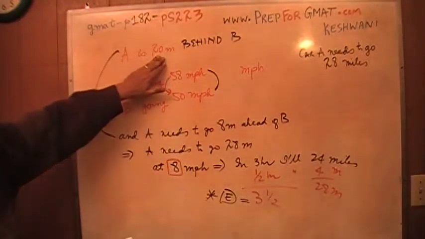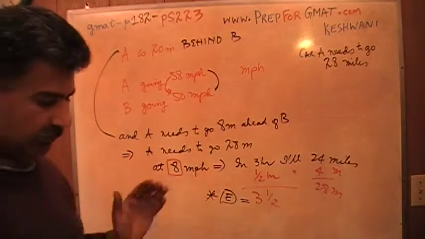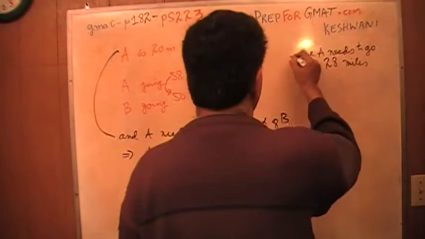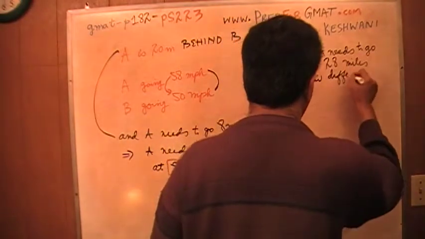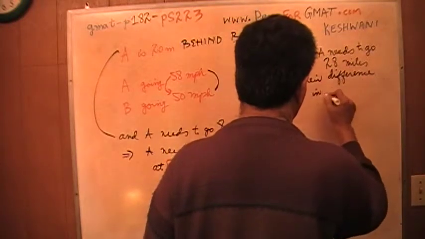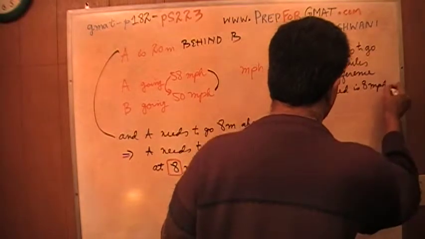Because he's starting out 20 miles behind B and he wants to go 8 miles ahead of B. So he needs to go altogether 28 miles. So far so good. Second point, their difference in speed is 8 miles per hour.